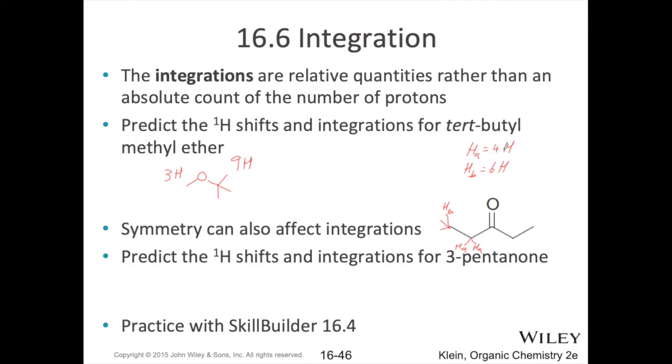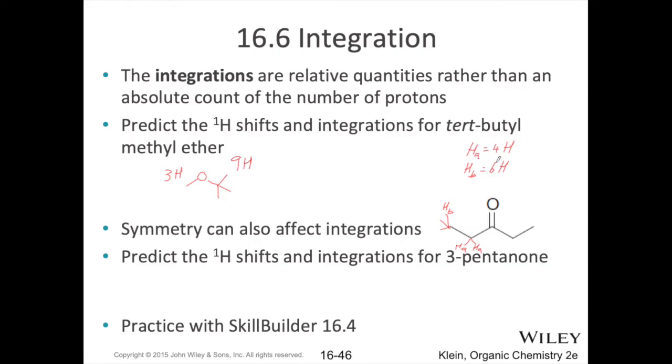Again, your spectrum is not going to tell you intrinsically that there's 4 hydrogens in this signal and 6 hydrogens in this signal. No, you'll just notice that there's a 2 to 3 ratio, or I guess a 1.5 to 1 ratio between your 2 signals. That's all you're going to see.